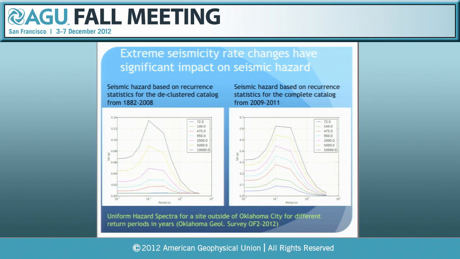Next slide. So obviously, rate increases of this order of magnitude have a dramatic effect on the seismic hazard that you'd assume. So this is a uniform hazard spectra calculated from a probabilistic seismic hazard assessment for a site just outside of Oklahoma City, using many different return periods. But this is just evaluating the period from 1882 to 2008. If we take the complete catalog from 2009 to 2011 and run the same hazard assessment, we get 4 times greater ground motion at the same return period. So a really dramatic effect on the seismic hazard. And how to properly deal with these sorts of rate changes in a seismic hazard assessment is, I think, probably an open question.